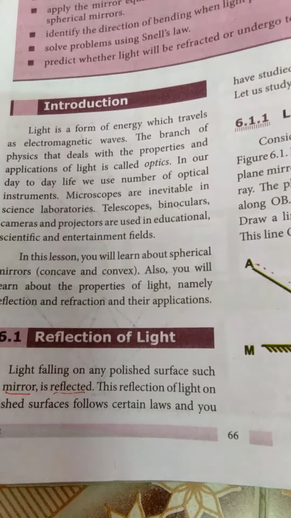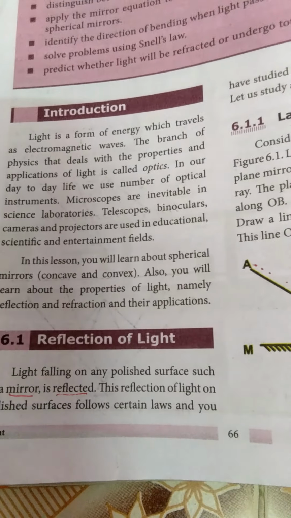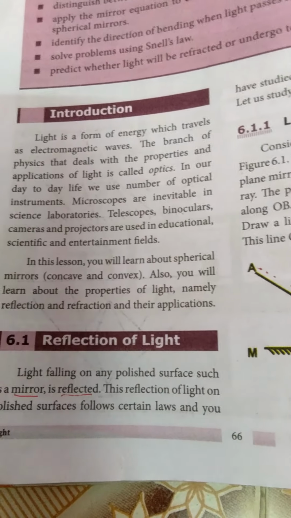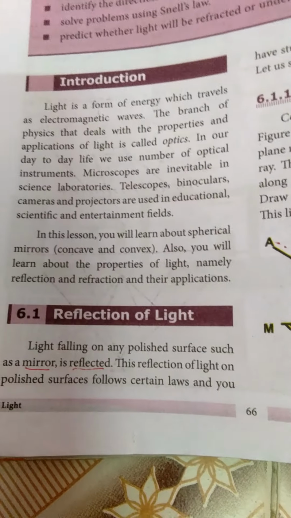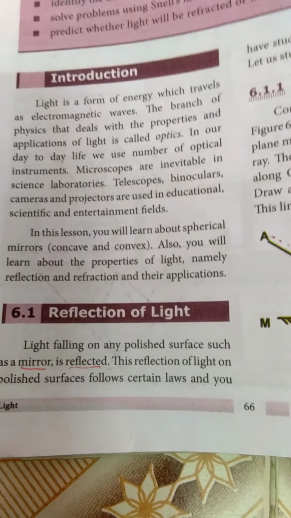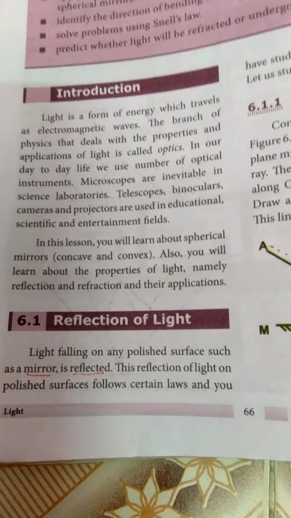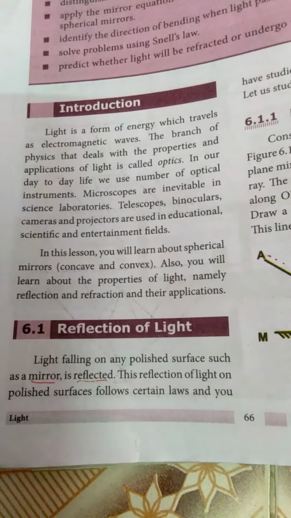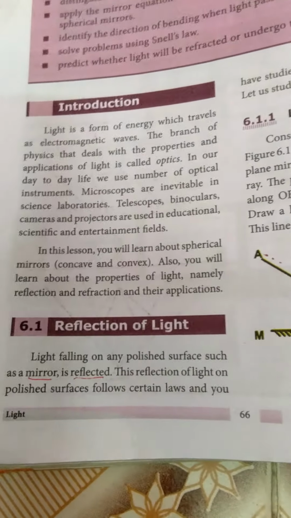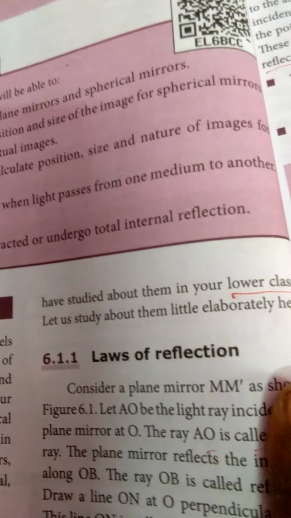Okay, ma'am. So now you see, light means that it's a source of energy. Light is a form of energy which travels as electromagnetic waves, right? So the reflection of the light falling on any polished surface such as a mirror, okay, it's reflected. This reflection of light on a polished surface follows certain laws, and you have studied about them in your lower classes also. Okay, now you see the law of reflection.